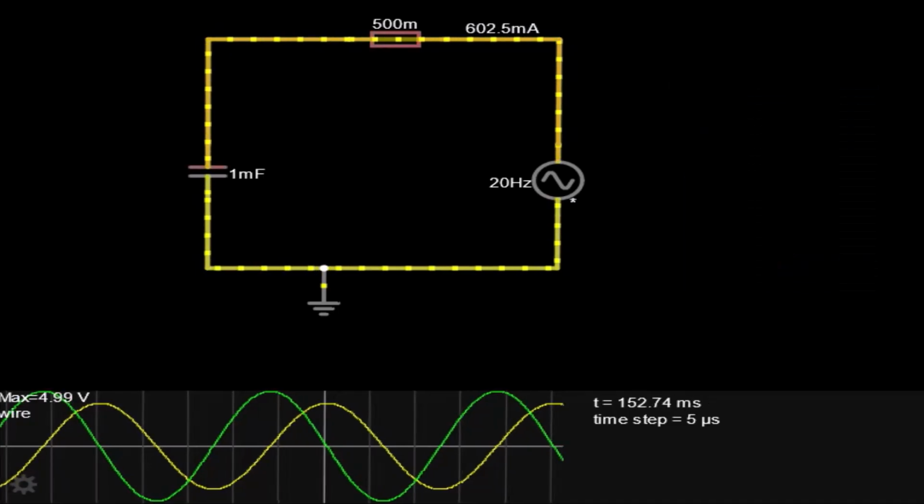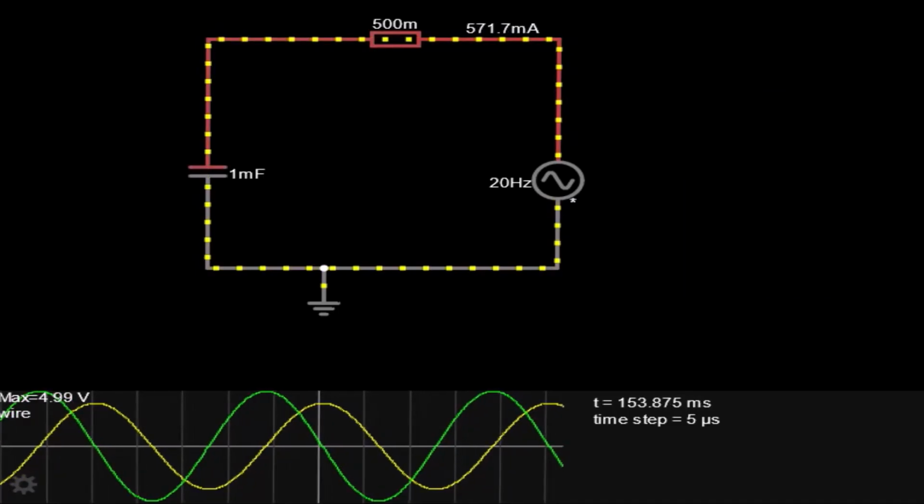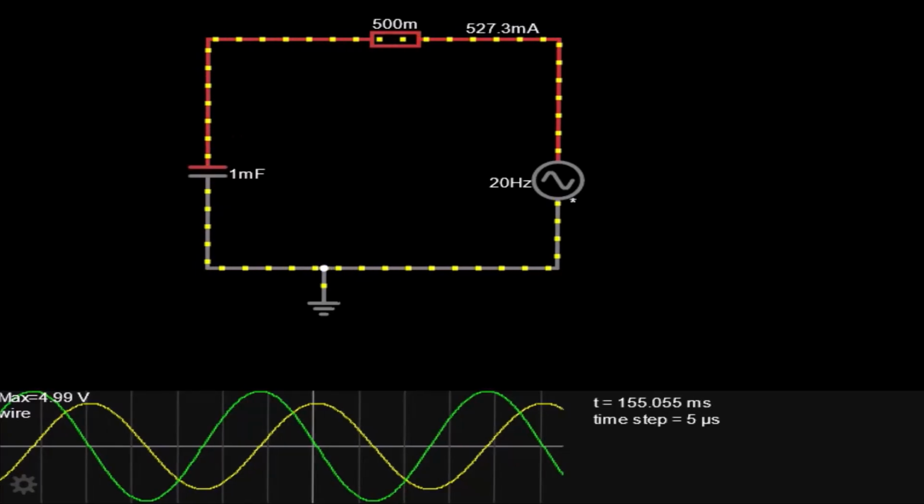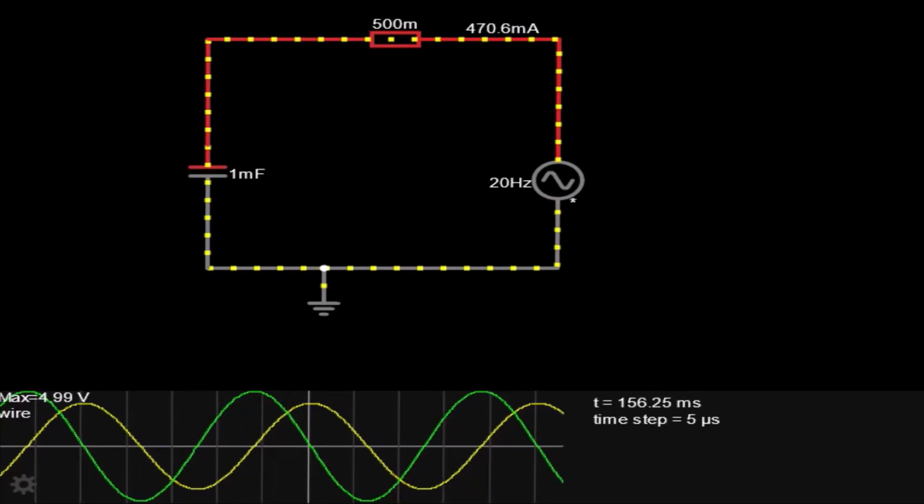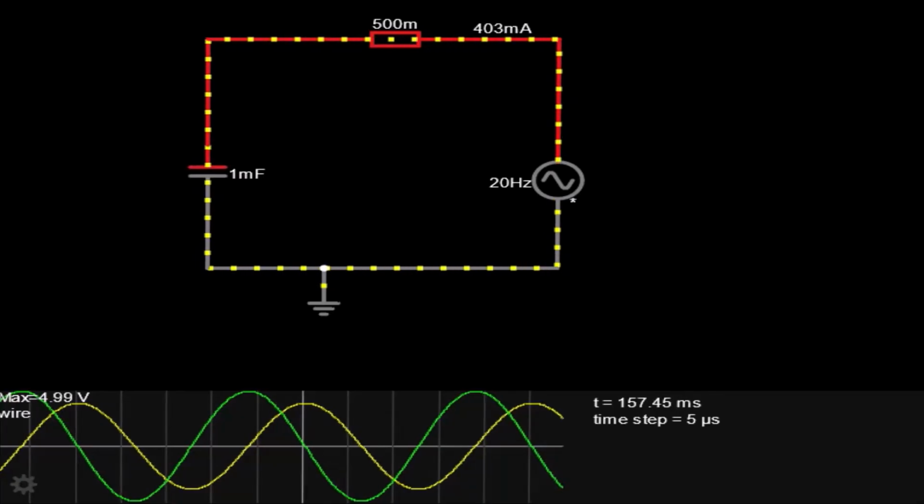So I hope you learned something again from this little movie about just the principles of how this capacitor is working.